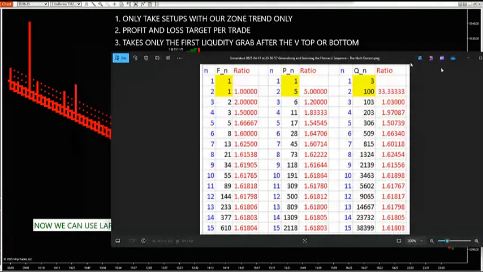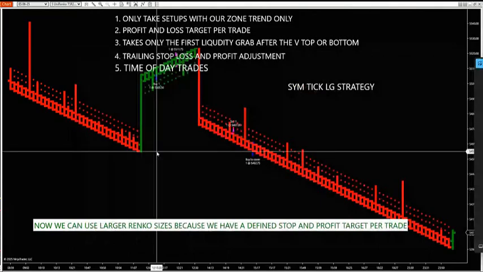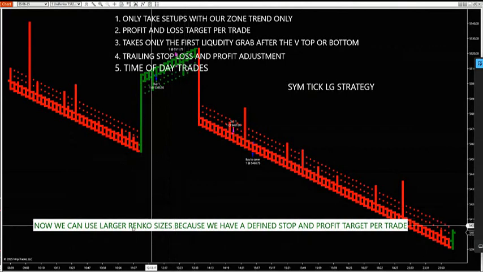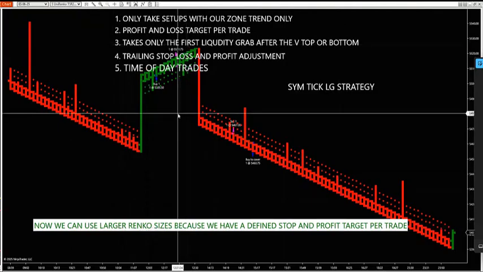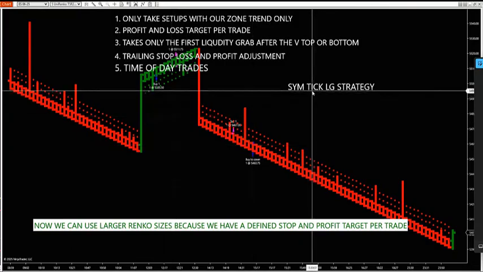I only want to risk $150 per one contract and profit target $150 per contract. Or I only risk 1 point and try to make 1 point if I want to scalp. We can use larger Renko sizes now because we have a defined stop and profit target per trade, where with the older version, you'd have to have larger stops because it was on a closed basis. Now it's on a tick basis.